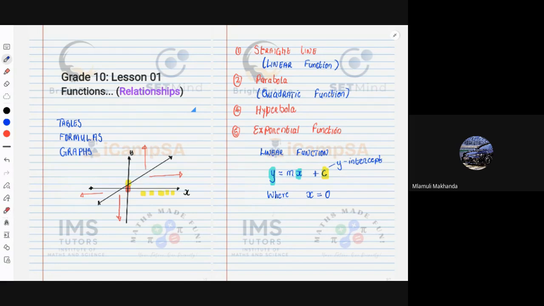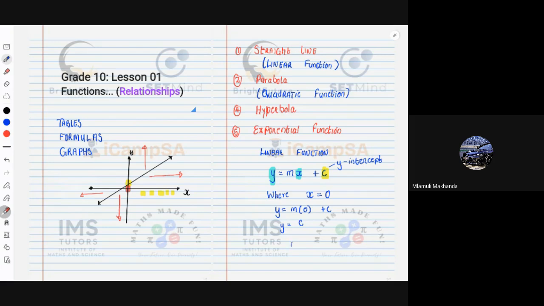You can simply substitute the 0, if you do want to prove this, into this general formula here, where y is equal to m into 0 plus c, and then you see that indeed y is equal to c. And then we do have the m there.